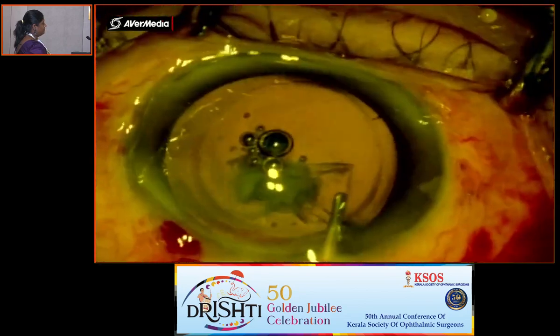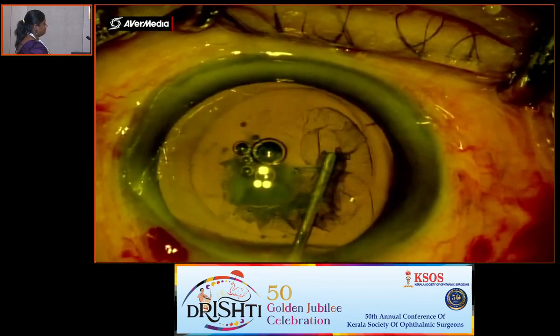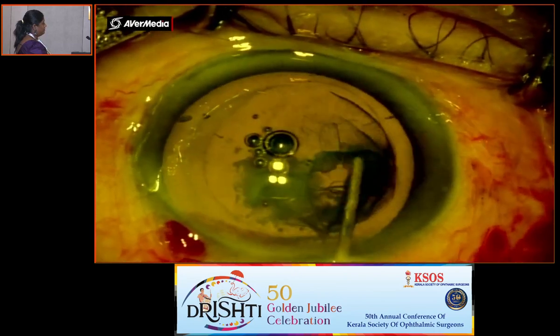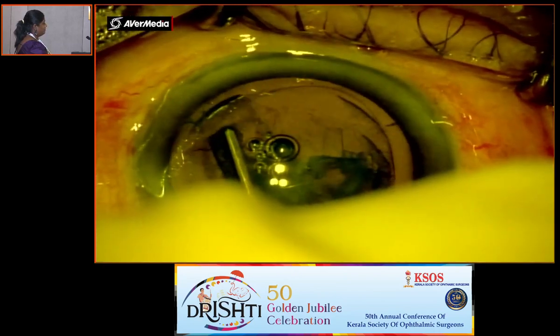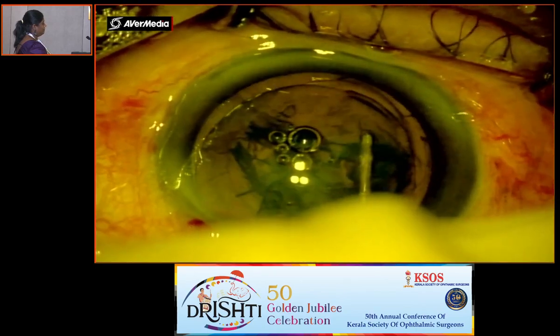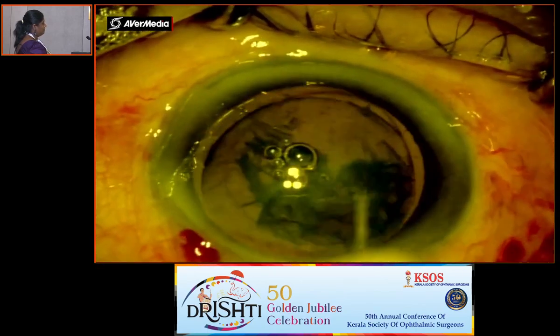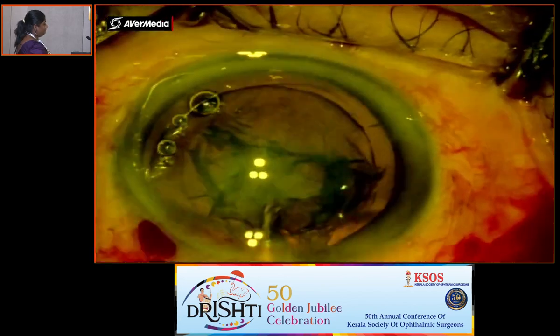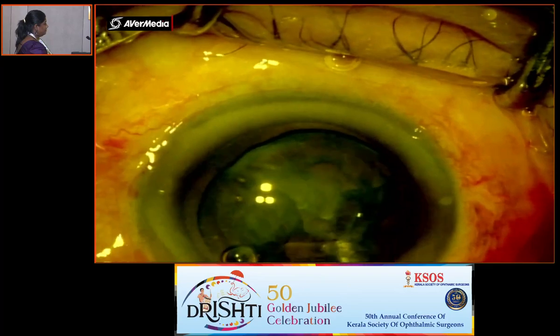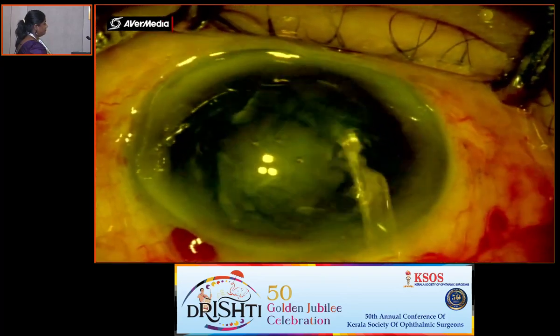Alternatively, gentle hydrodelineation can be done. Fluid is injected in multiple sites in a controlled manner. The endonucleus is thus detached, creating an epinuclear cushion. Again, the Simcoe cannula can be used to prolapse the nucleus into the anterior chamber.